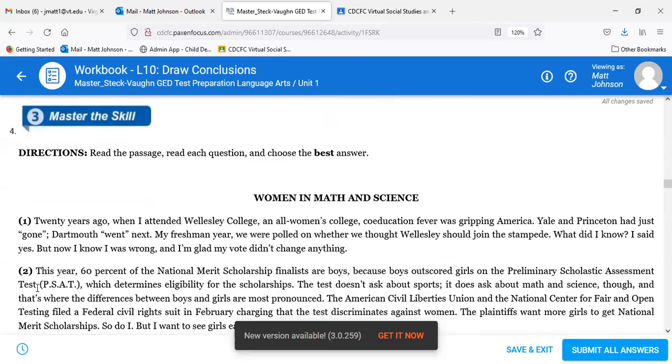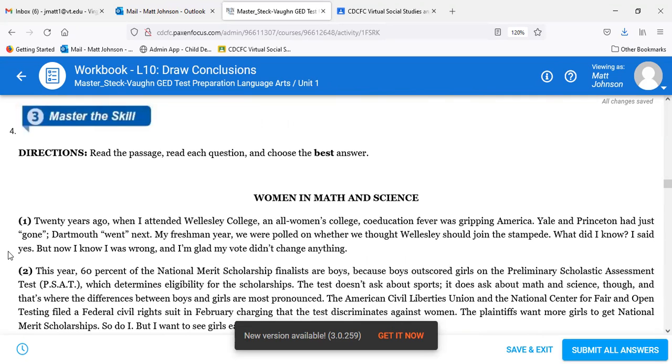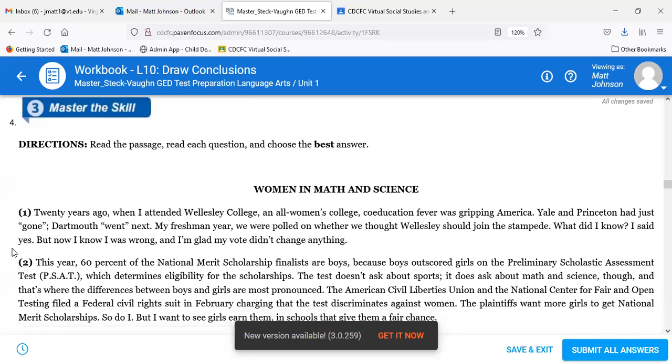Number 4. Okay, and you'll probably notice right away, this is from the same article from Susan Estrich in 1994, "Separate Is Better." So we're going back to that idea about single sex education for women in particular. So women in math and science, right? Always note the title. "20 years ago, when I attended Wellesley College, an all-women's college, coeducation fever was gripping America. Yale and Princeton had just gone. Dartmouth went next. My freshman year, we were polled on whether we thought Wellesley should join the stampede. What did I know? I said yes. But now I know I was wrong, and I'm glad my vote didn't change anything.